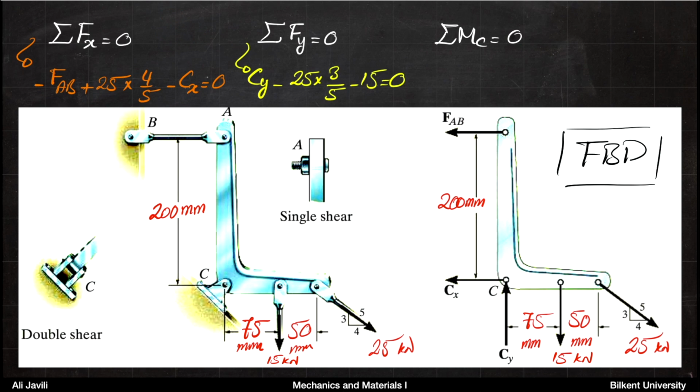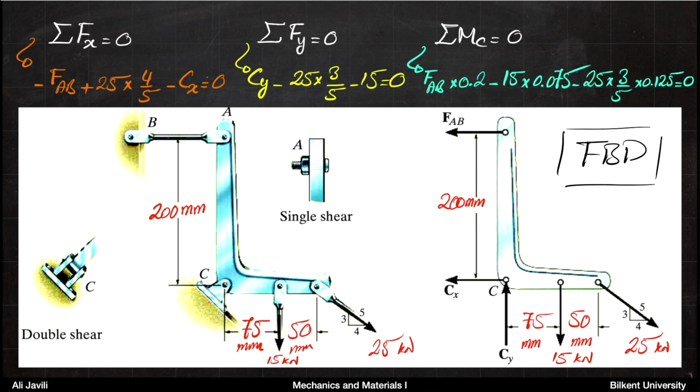In the y direction, you have Cy pointing upwards and 25 kilonewton times sine alpha pointing downwards, so it comes with a minus sign, and 3/5 would be sine alpha. And also you have 15 kilonewton pointing downward, so it comes also with a minus.